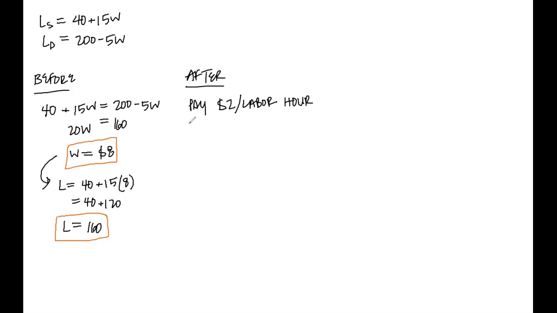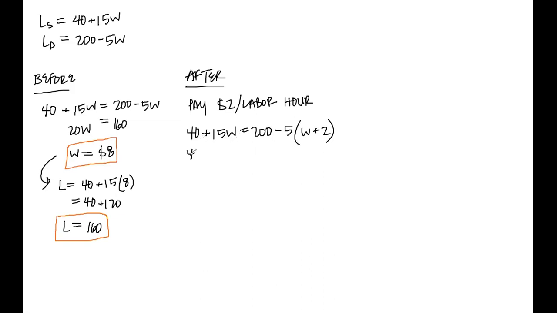So when we rewrite this equation, we can turn this W variable into W plus 2. So we still have the same supply side, but we're going to change this demand side to have it 200 minus 5 times the entire quantity of W plus 2. Like I said, we're adding 2 because it's more expensive to hire labor per hour. And then we can just use some algebra to solve it like normal.